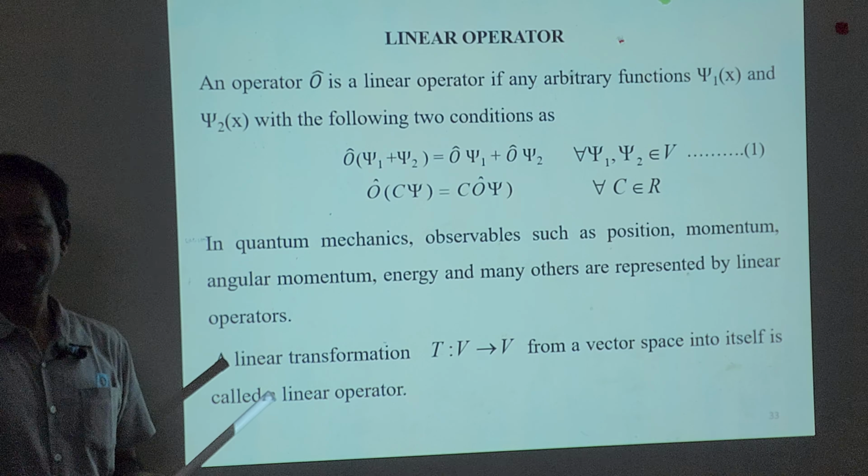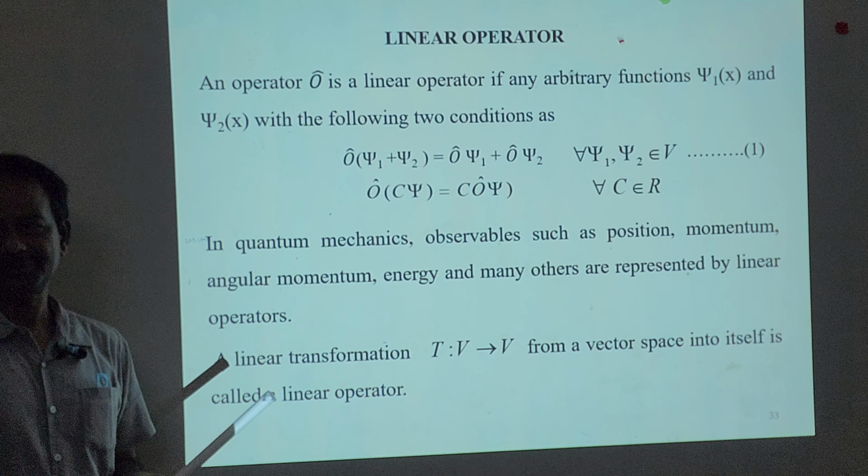So (2, 3, -2) can be written as 2(1, 0, 0) plus 3(0, 1, 0), minus 2(0, 0, 1), correct? Now apply the linear transformation on both sides. Linear transformation means you write T of (2, 3, -2) as 2T of this one, 3T of this one, minus 2T of this one, where T is the linear transformation. What is T of (1, 0, 0)?